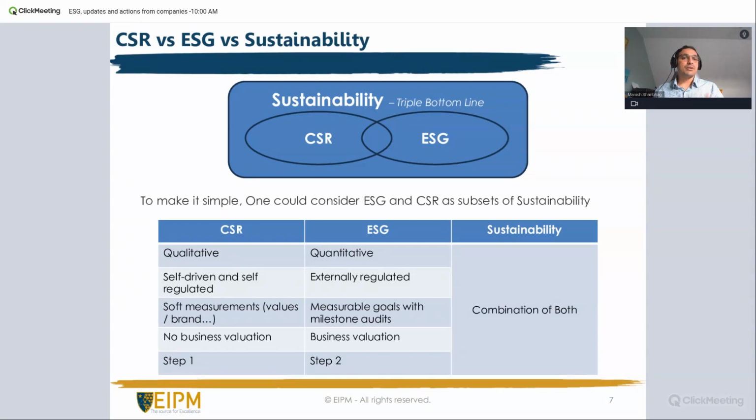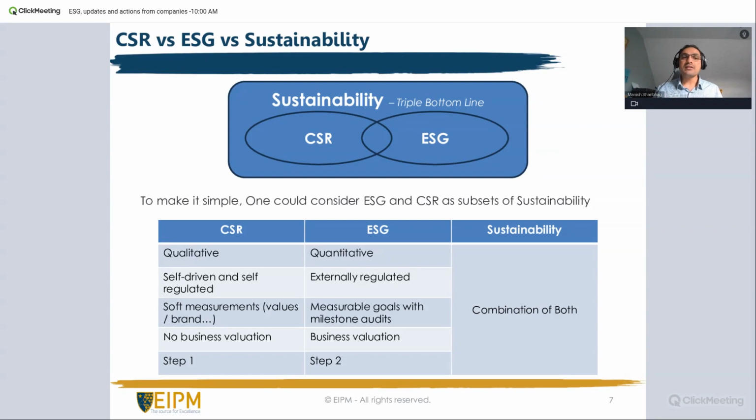So you can also draw a parallel to ISO standards, right? We have a standard, like the ISO standards. It is fairly regulated all over the world with some standards and definitions which are fairly similar. So ESG is moving towards that. It's an externally regulated framework, whereas CSR is a bit more self-driven and self-regulated.